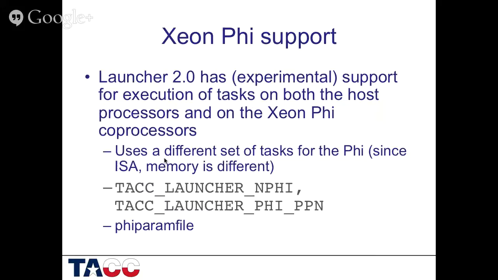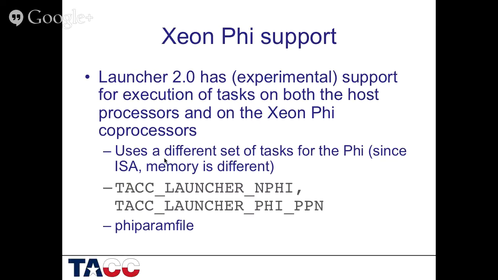And the last little bit, still experimental, but we do have some folks using this. You can now use the launcher on the Xeon Phi as well, because it has lots of cores. Of course, not a lot of memory, right? It only has 8 gigs, but does have 60 cores available for you. So you can actually do execution on both the host and the Xeon Phi and really take advantage of all the compute power in Stampede. It uses a different set of tasks for the Phi because, again, the memory model is different. It doesn't have as much available to it.